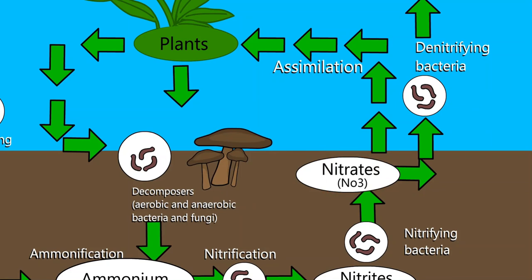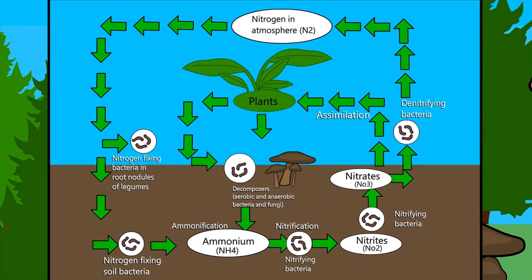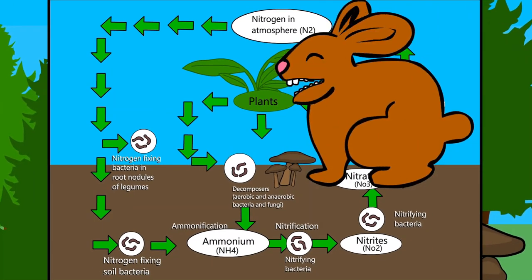Now we have nitrates, and nitrates are wonderful. They're a very non-toxic form of nitrogen that can be used readily by plants or be denitrified back into nitrogen gas by more bacteria. Plants love nitrates, and they'll slurp that stuff right on up. Then animals will eat the plants and finally get their nitrogen. Of course, that's how we get ours.